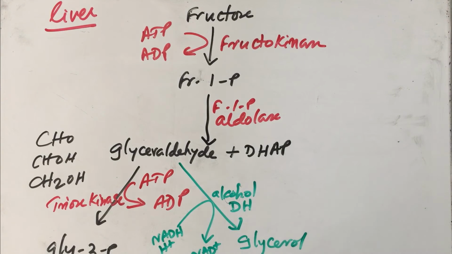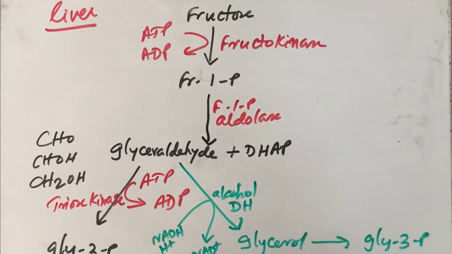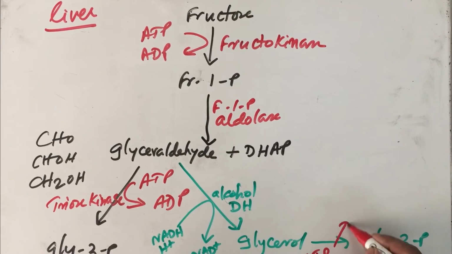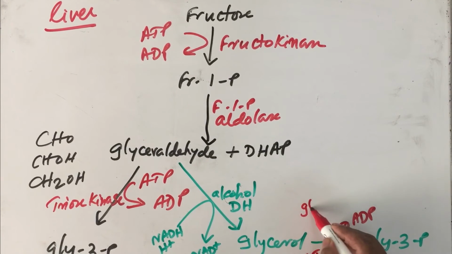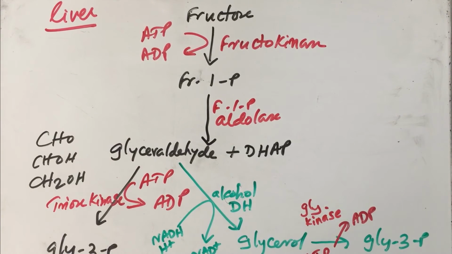Once you have glycerol, this glycerol can be converted to glycerol 3-phosphate. It is phosphorylated at the third position. So therefore an ATP is used, ADP is formed. Name of the enzyme is glycerol kinase. Glycerol kinase is the enzyme. So you have glycerol 3-phosphate.